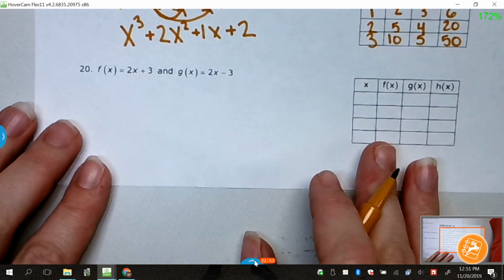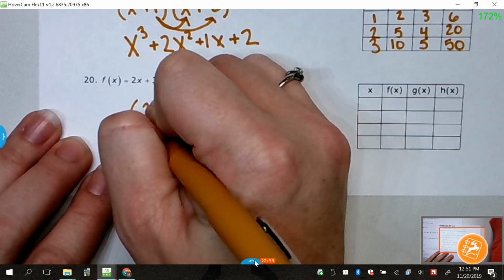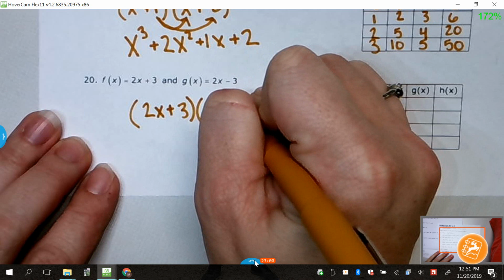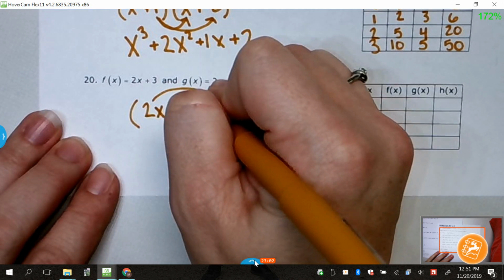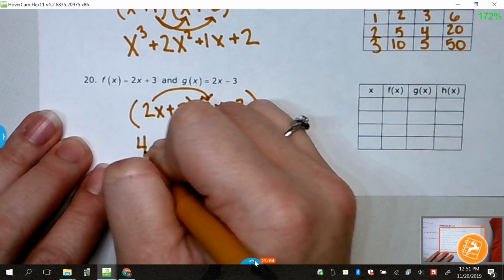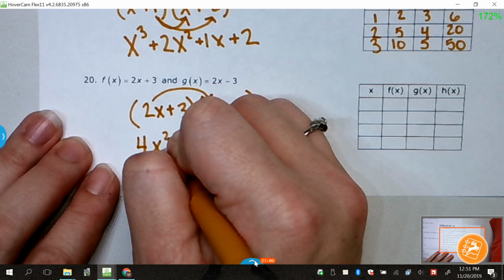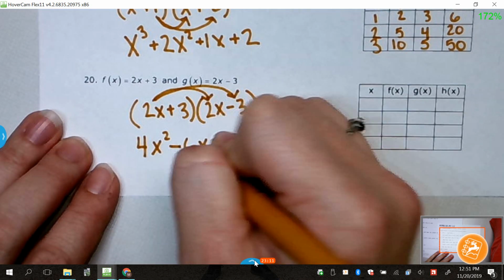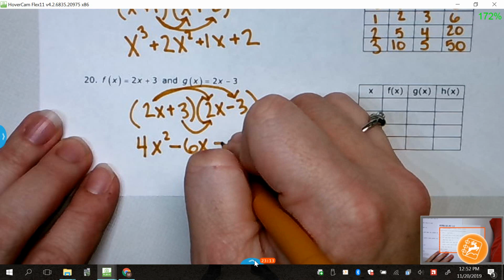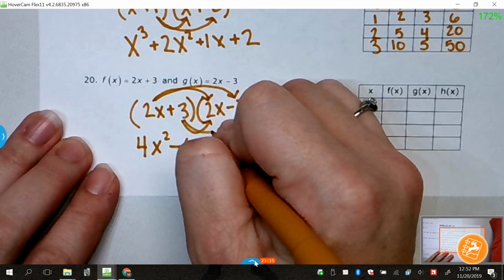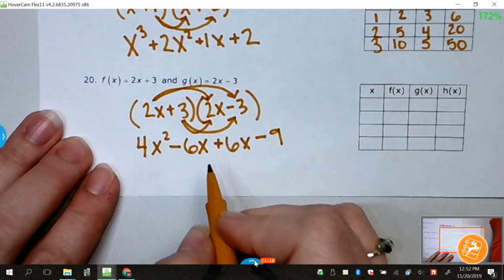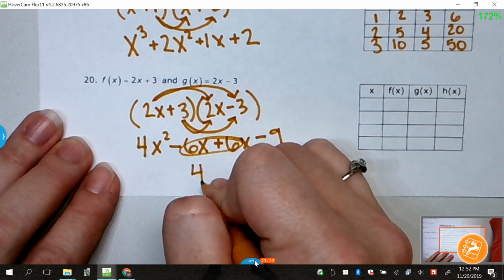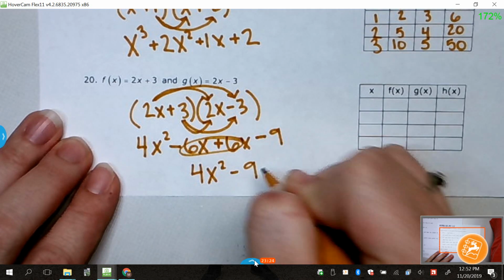Okay, last one. 2x plus 3 times 2x minus 3. So 2x times 2x. Well, 2 times 2 is 4. X times x is x squared. 2x times negative 3 is negative 6x. 3 times 2x is positive 6x. And 3 times negative 3 is negative 9. Well, negative 6x and positive 6x are like terms, and they cancel. So you get 4x squared minus 9.